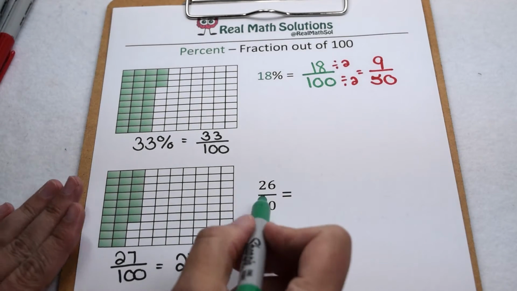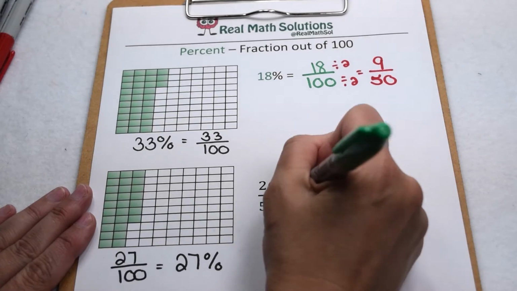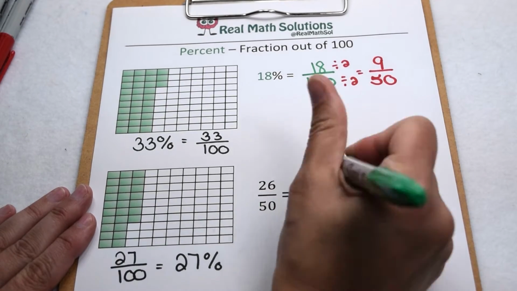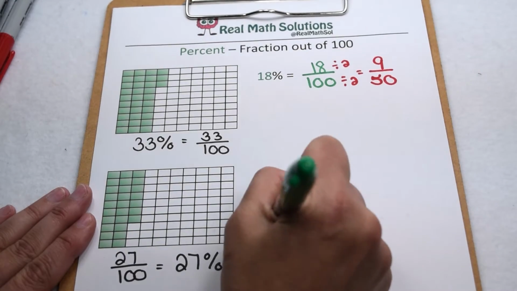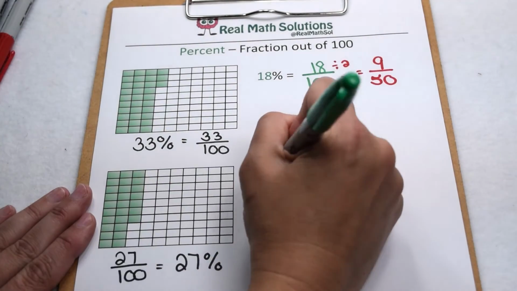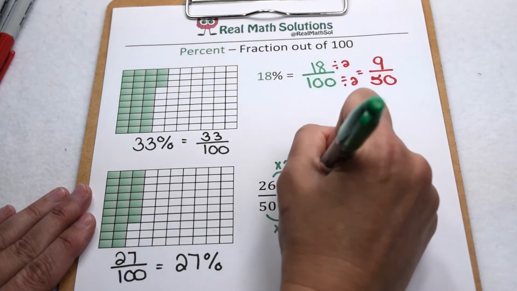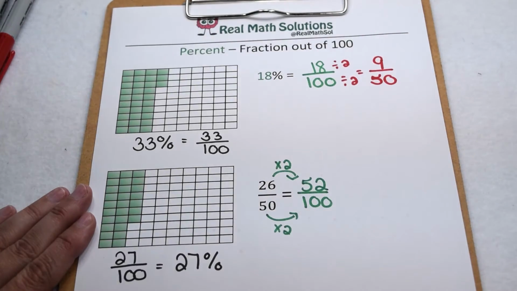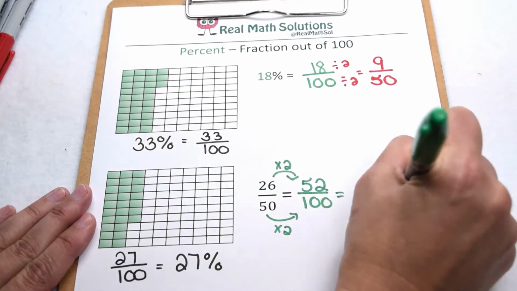If we simply started with the fraction and want to go to a percent, the first thing we need to do is make this into a fraction out of 100. We have 26 out of 50 now. To get from 50 to 100, we need to multiply by 2. We can do the same thing then to our numerator. 26 times 2 gives me 52, so now we have a fraction out of 100 of 52 hundredths, which means that's going to be equivalent to 52%.